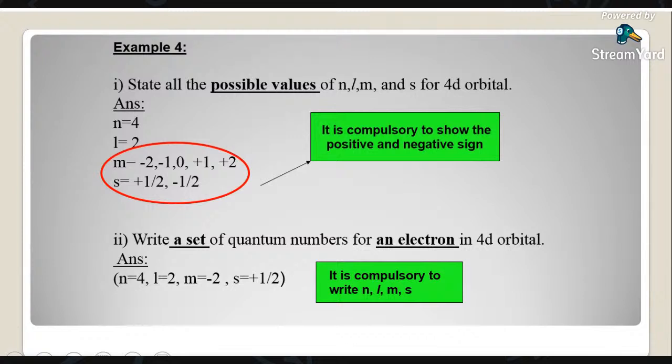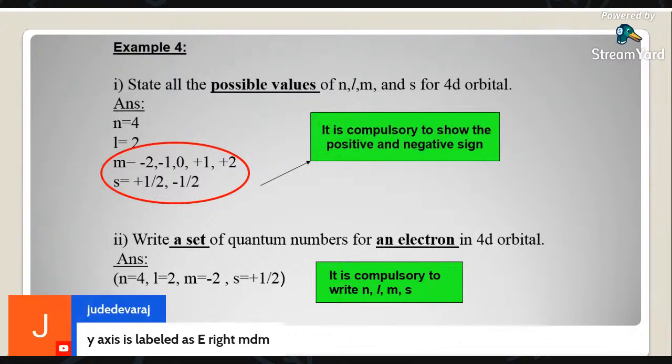I managed to read the live chat. Regarding the y-axis just now for the energy level diagram, the y-axis should be labelled as E, correct? Thank you, Jude Devaraj. It's correct. I only noticed when I opened that slide. Actually it is energy, not delta E. Thank you for that. Alright, let's look at the next example.